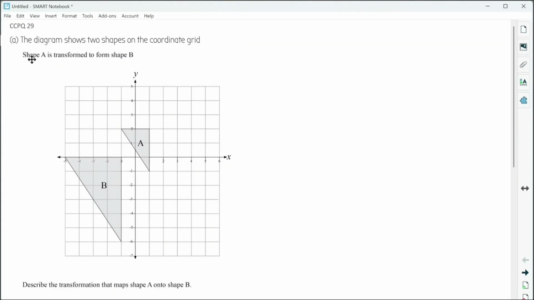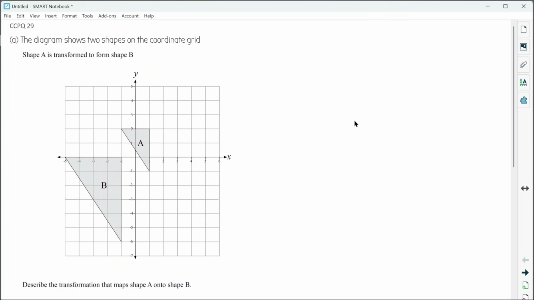Question 29. The diagram shows two shapes on the coordinate grid. Shape A is transformed to form shape B. This is shape A, this is shape B, and this is the grid. The question: describe the transformation that maps shape A onto shape B.